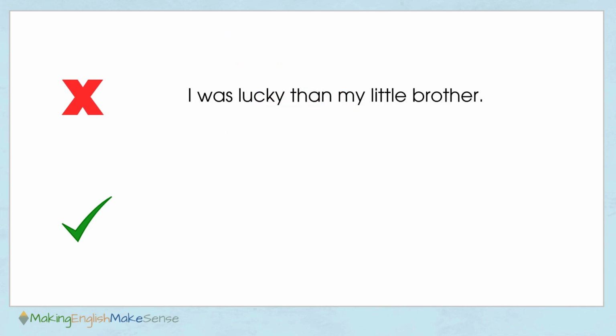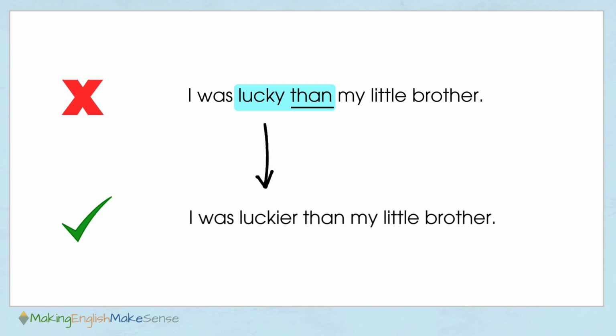For the next sentence, I was lucky than my little brother, the speaker remembered to use than, but since this is a comparative construction, they need to change the form of the adjective as well. In this case, they should add er to lucky, making it, I was luckier than my little brother.